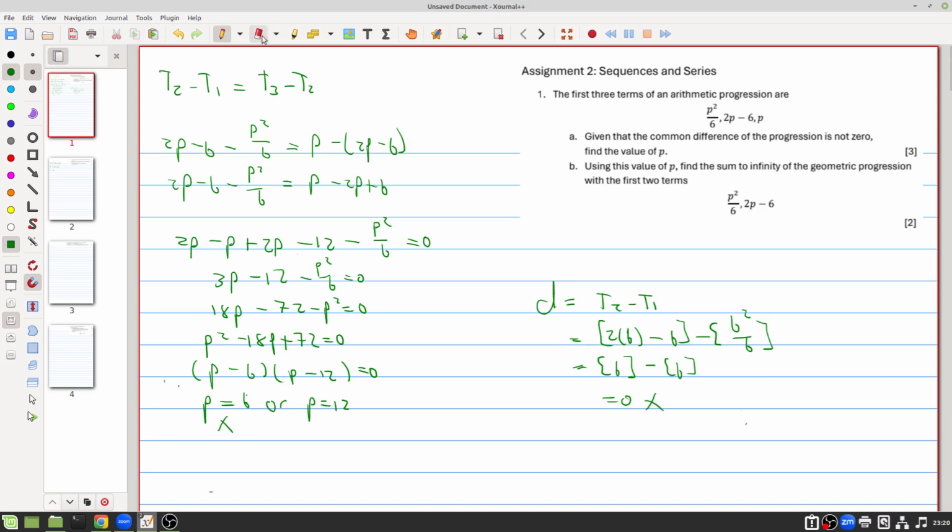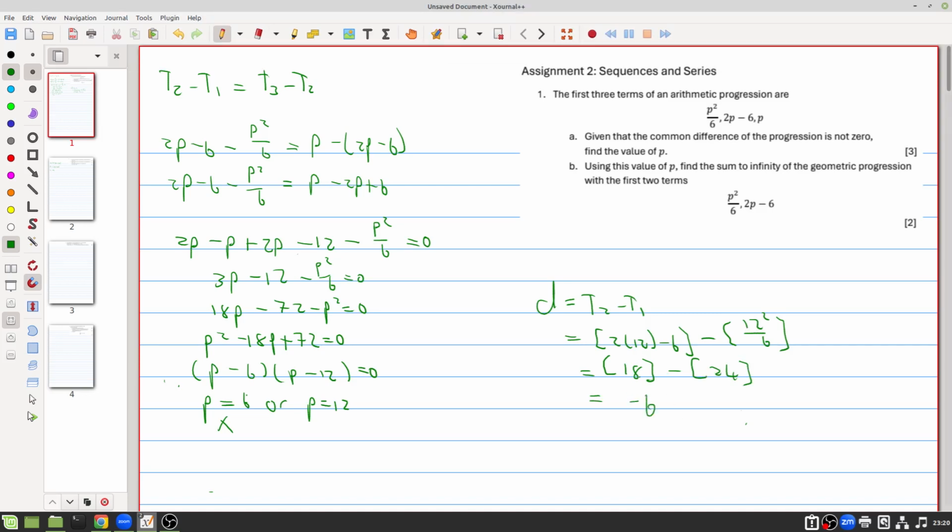And now let's try 12. Same idea. So again term 2 minus term 1. We have 2 times 12 minus 6 minus 12 squared over 6. So 2 times 12 is 24, minus 6 is 18, and 12 squared is 144, divided by 6 is 24. So then we get 18 minus 24 is negative 6.